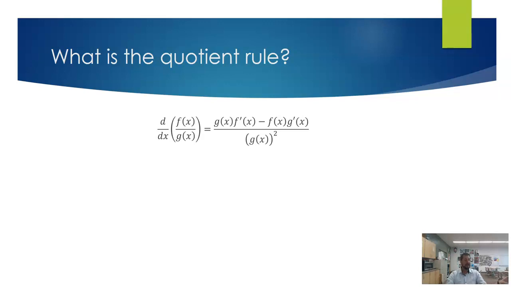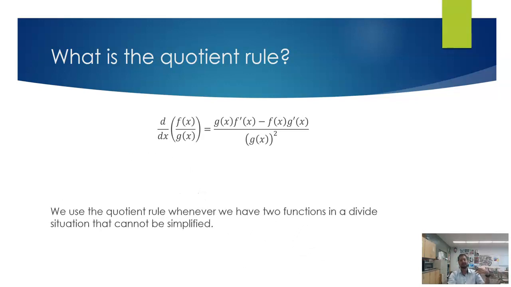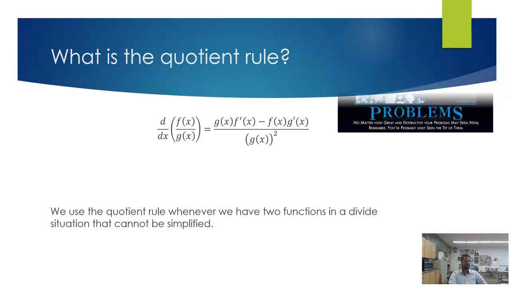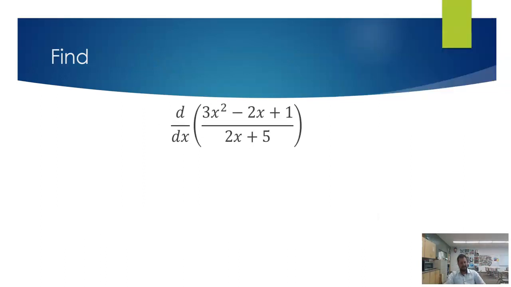And I know that looks bad, and it is. Of all of the rules we learned, the quotient rule is probably the most difficult of all of them to apply successfully because it has so many parts, and they have to be written in this specific order. So let's take a look at this derivative. Okay, so I've got 3x squared minus 2x plus 1 divided by 2x plus 5. My top function is f of x. In this case, my bottom function is g of x, so we can use our formula.